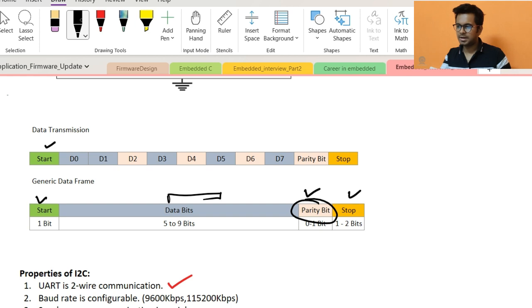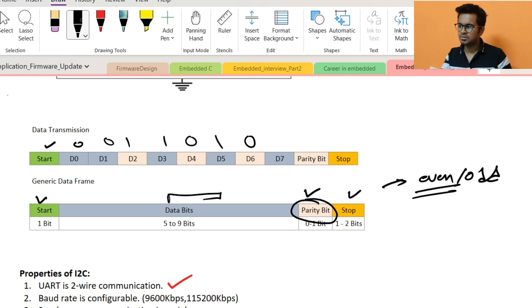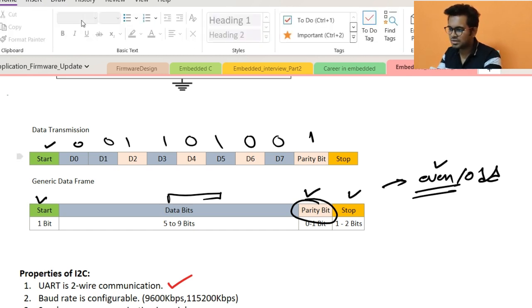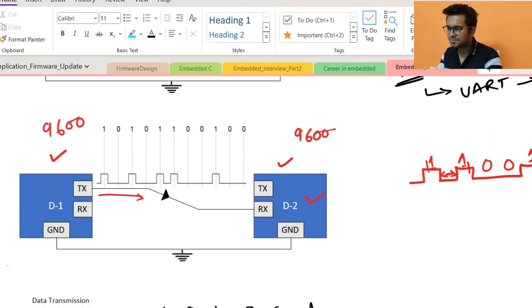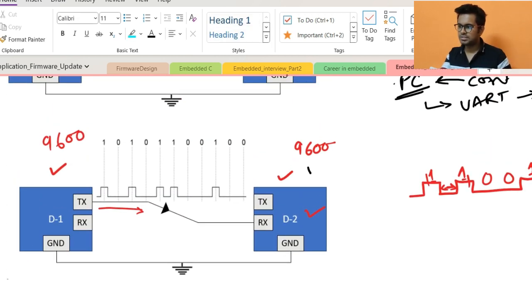What is parity? I think you may know that there are two types of parity, even and odd parity. Basically you are trying to maintain the total number of ones that is transmitted as even. Suppose your data is 0 0 1 1 0 1 0 0. In this data, the number of ones is 3, so it is odd, and you want to maintain an even parity, so you will set the parity bit as 1. That means you are always maintaining an even parity, and this same configuration has to be done on both ends. This configuration should match on both the ends.